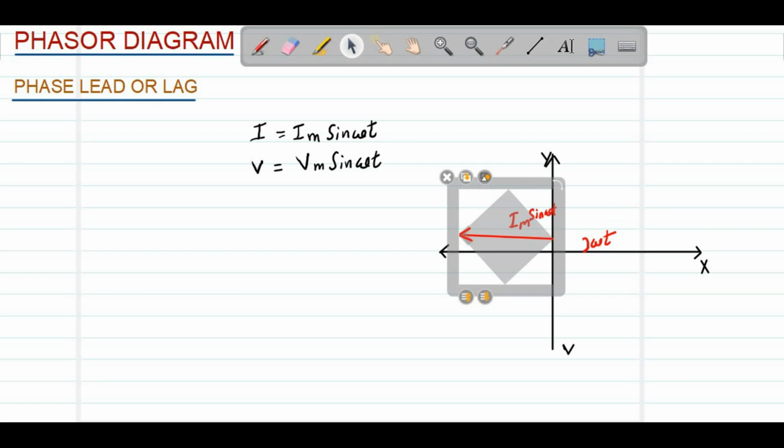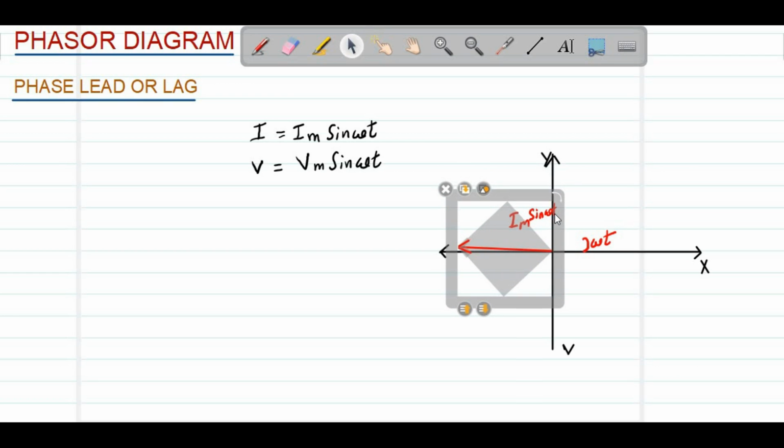When the phasor rotates 180 degrees, means from the starting point till 180 degrees, sin 180 equals 0. So there is no projection right now on the y-axis. Means I equals Im into 0, that is, current equals 0. Now the current is 0.